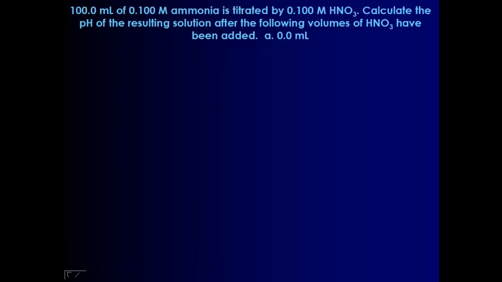Okay. So our first example here, we have ammonia. It's being titrated with nitric acid, our strong acid. Initially, all we have is ammonia. We haven't added any nitric acid. So these first two equations really aren't going to play a role since we haven't added any of the acid yet. So we'll talk about those more on the next slide.